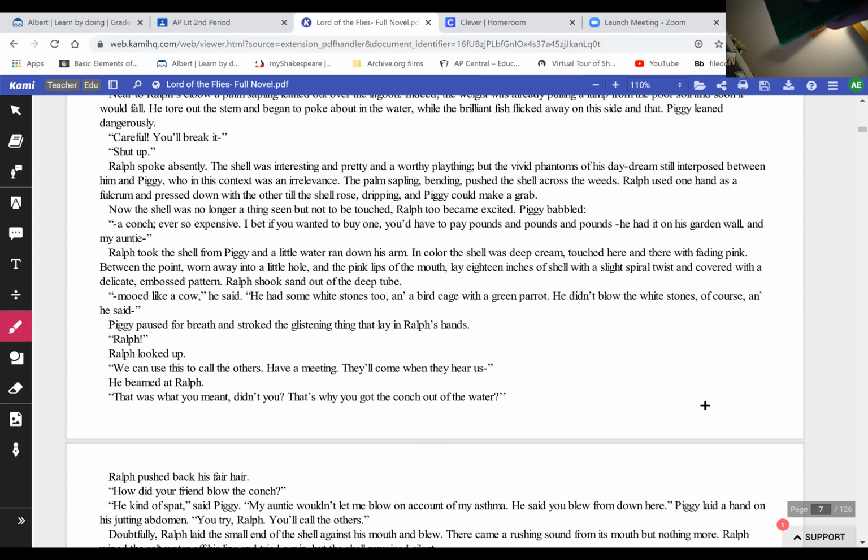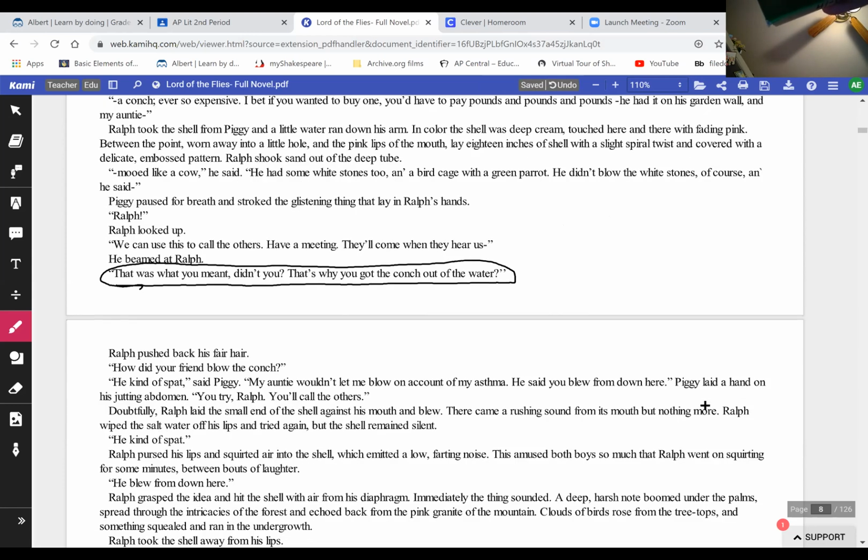So Ralph looked up. We can use this to call the others, have a meeting. They'll come when they hear us. He beamed at Ralph. That was what you meant, didn't you? That's why you got the conch out of the water. And what he's doing here is he's giving Ralph his ideas. These are things that Piggy's coming up with. Piggy wants Ralph to be the leader very badly.